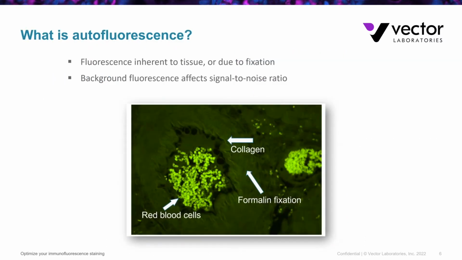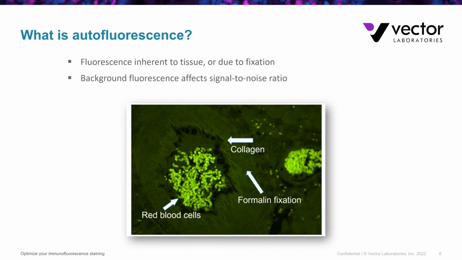So let's have a quick look at what is autofluorescence. And I've got an image down the bottom here that showcases quite nicely something that you may have seen at your end. Very prominent red blood cell staining. Maybe there's interference from collagen or elastin, or indeed due to things such as formalin fixation or aldehyde-based fixative toning over the section. So autofluorescence is fluorescence inherent or endogenous to the tissue or cell, or indeed due to the use of certain fixatives. And this background fluorescence affects the signal to noise ratio.